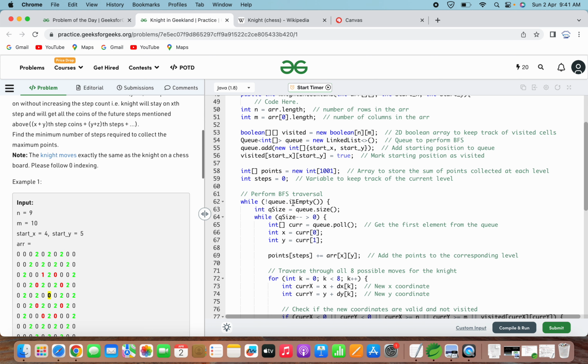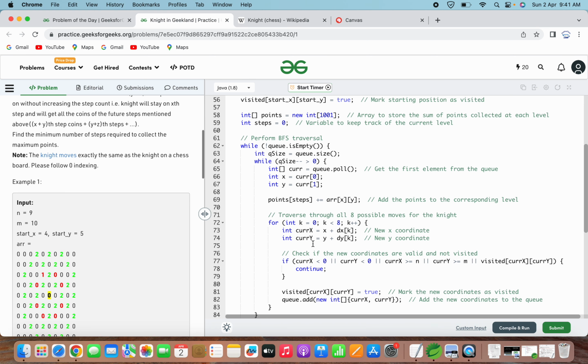In each iteration of the loop, the code dequeues the first cell of the queue, and for each possible movement of the knight, the code computes new coordinates. So what we are doing is taking the current position of the knight that we are dequeuing from the queue, which will come as current. We extract the x and y position from that, and the value at the corresponding x and y position, we add it to the points array at the index indicated by step.